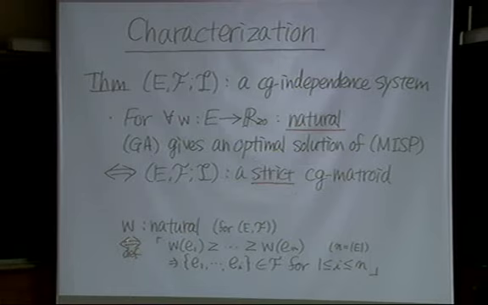Here, the weight is natural means it satisfies the following condition. If we order the elements from the biggest one to the smallest one, then the first i elements always form a closed set. So E1 is a closed set, E1, E2 is a closed set, E1, E2, E3 is a closed set, from 1 to n. So this is the condition for the weight to be natural. Okay, this is the characterization.